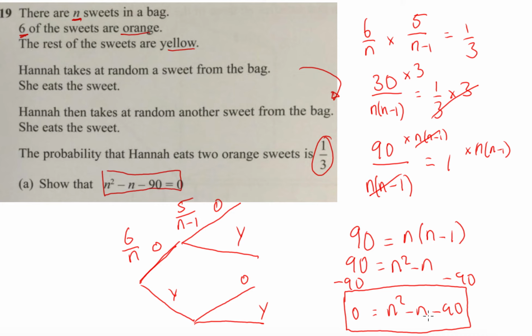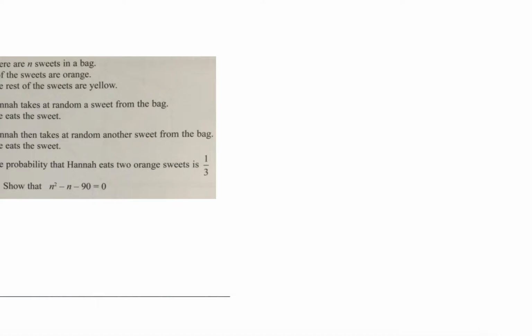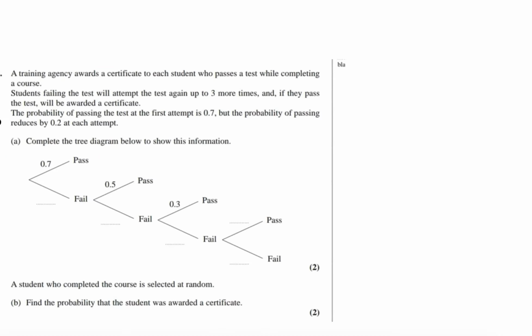And of course, we could put the equals on the other side now. On the next line, I could just write n squared minus n minus 90 equals 0. It's exactly the same thing as that. They're all the same thing. Okay, so that's Hannah's Sweets done. I'll take away the other one as well. Okie dokie. So next one.